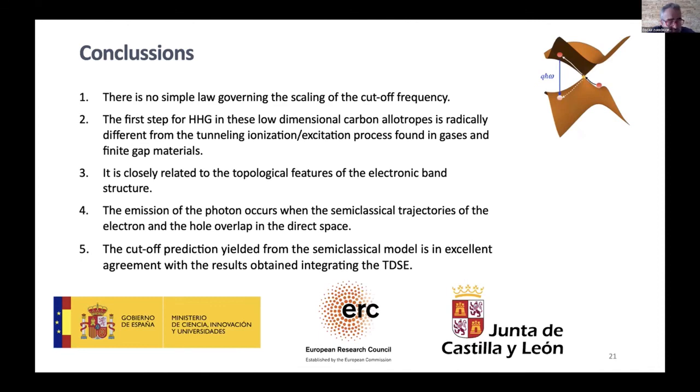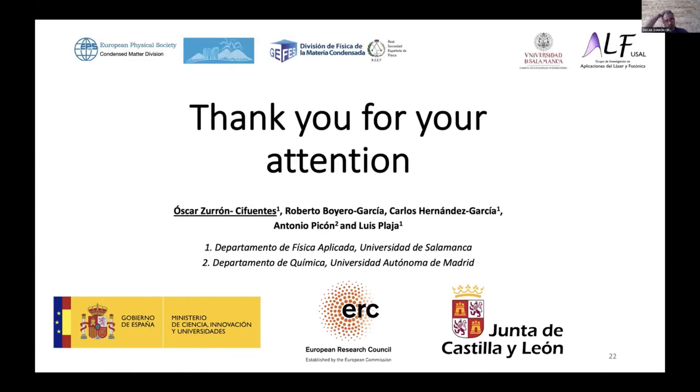According to the semiclassical model, the emission of the photon occurs when the semiclassical trajectories of the electron and the hole overlap in direct space. The cutoff prediction yielded from this semiclassical model is in excellent agreement with the results obtained integrating the time-dependent Schrödinger equation. So thank you very much, and now I will be open for your questions, if any.